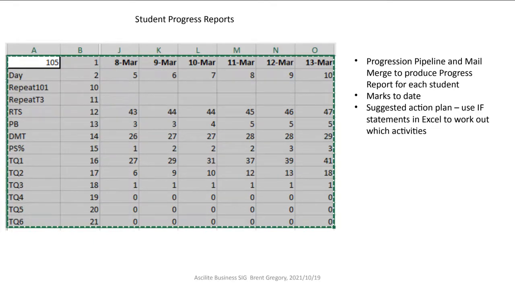And that progress report will just say, this is what your marks are up to date. This is where you should be at. This is the marks you've accumulated in the unit. And here's your suggested action plan from now on. Now, we'll use if statements in Excel to work out what these activities are.